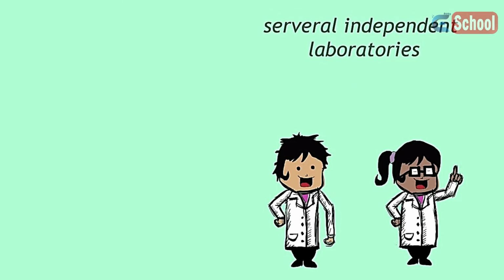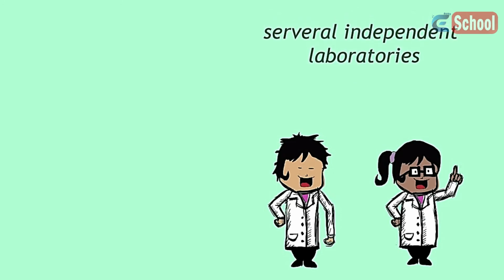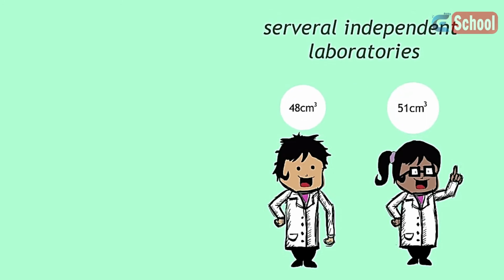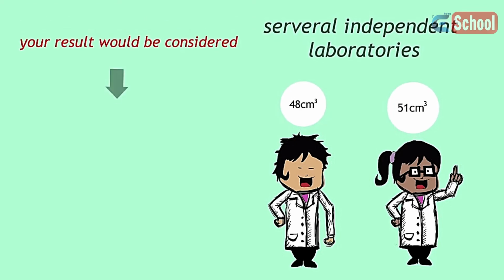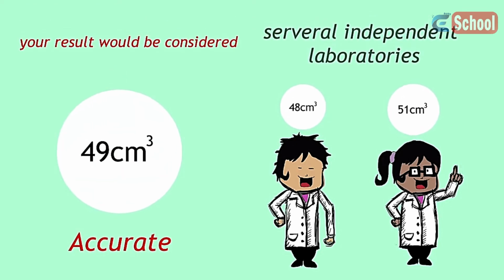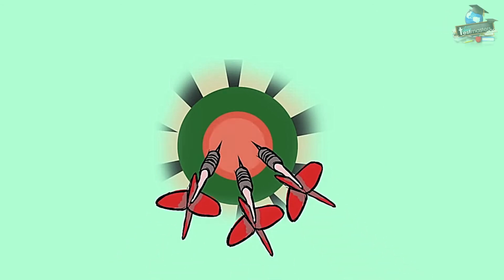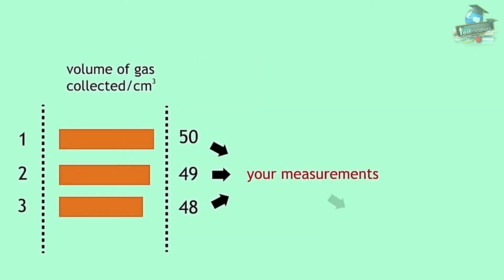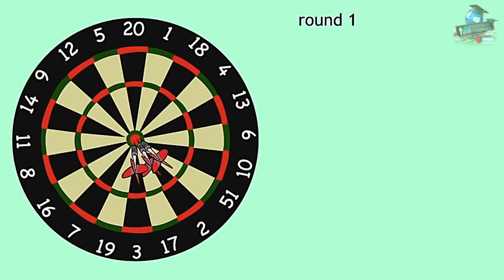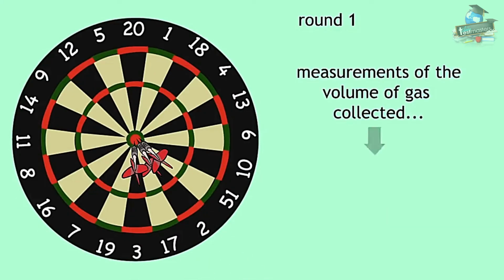Several independent laboratories have done this experiment and recorded results in the region of 50 cubic centimetres, so your result would be considered accurate as well. If you look at the darts again for this throw, there's hardly any difference between where all 3 darts have landed in the bullseye, and there's very little difference between your measurements and the average. This makes this round's throw and your measurements of the volume of the gas collected precise.